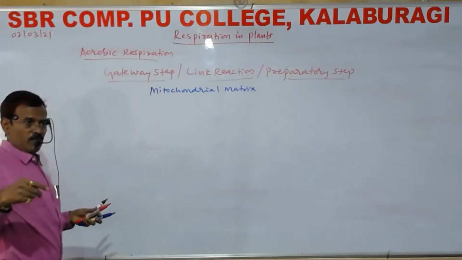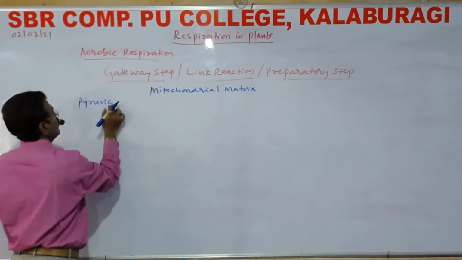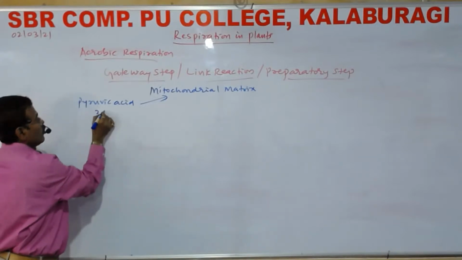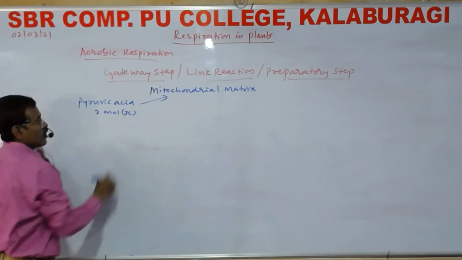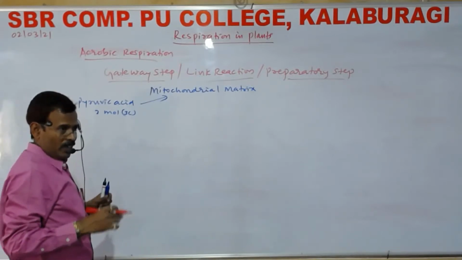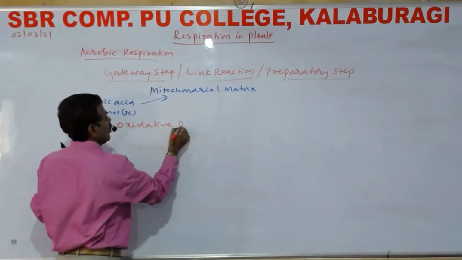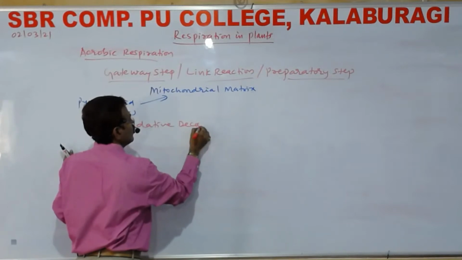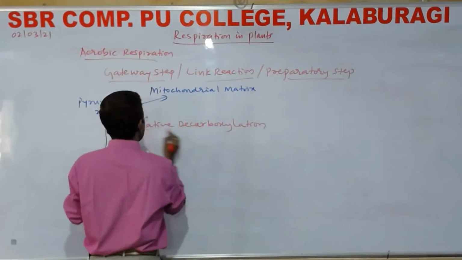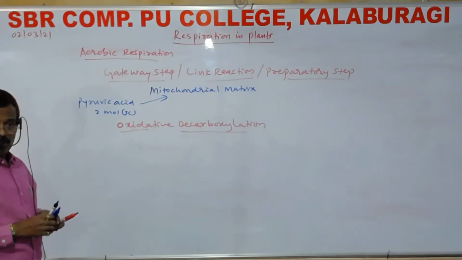So pyruvic acid formed in the cytoplasm is transported to the mitochondrial matrix. How many pyruvic acid molecules? Two molecules. How many carbon compound? Three carbon compound. After entering the mitochondrial matrix, it undergoes a process. That step is referred to as oxidative decarboxylation. It is called the oxidative decarboxylation step.